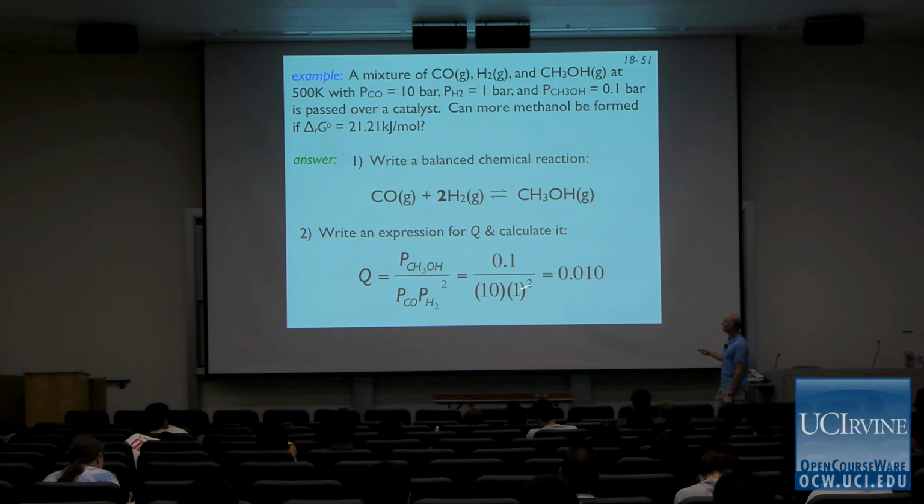Okay, I plug my numbers in. I get 0.01. Reaction quotients and equilibrium constants are always dimensionless. I'll show you why in a moment.